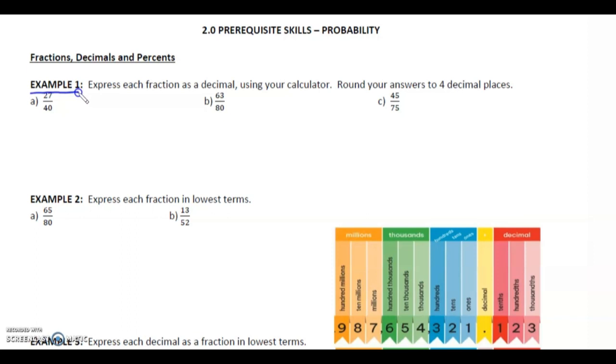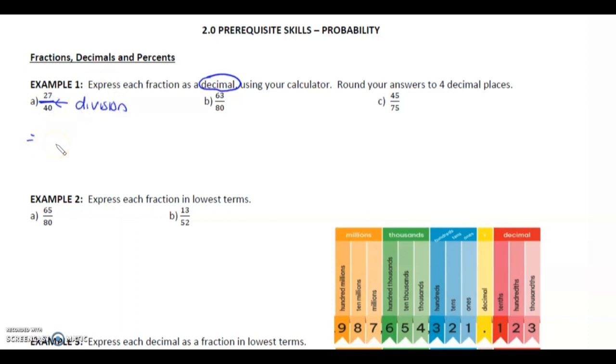So example 1, we are going to express each fraction. Okay, we have 3 fractions here. We're going to express it as a decimal just using your calculator. And we're going to round the answers to 4 decimal places. Okay, so taking a look at 27 over 40. This line right here means division, as a reminder.